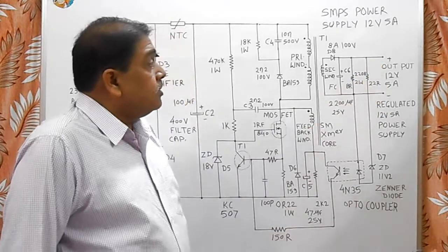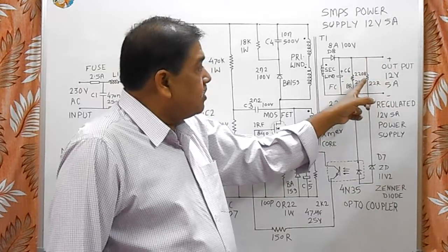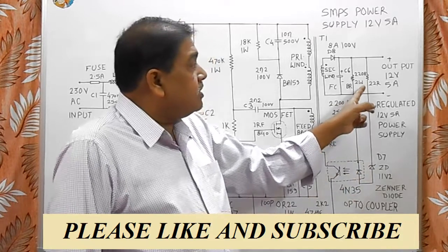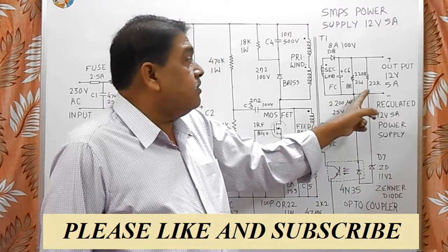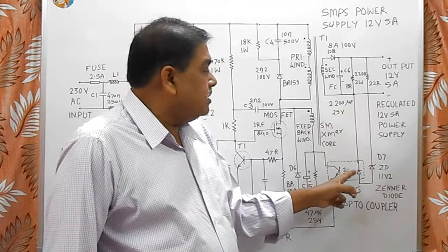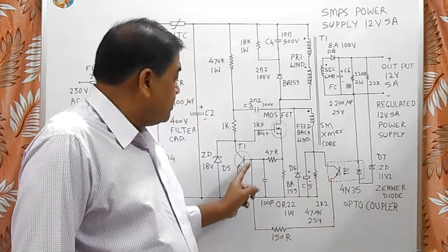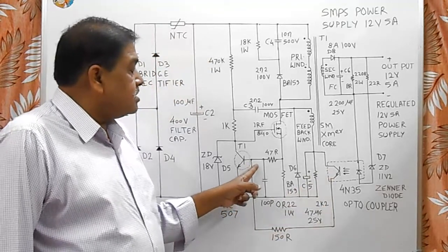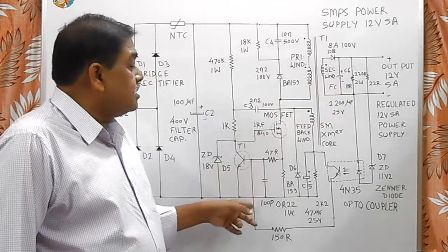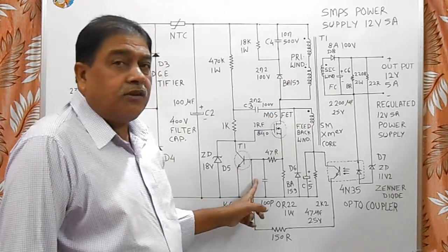This output voltage is 12 volt 5 ampere current, and a feedback circuit is given here from this 22 ohm resistance and this Zener diode. This is the optocoupler. Whenever the output voltage goes above 12 volt, with the help of this diode, this optocoupler starts conducting, and the output of the optocoupler, this voltage, goes to the base of this transistor and it stops the oscillation section. So the output voltage is reduced to 12 volt and then the circuit starts again. So this is the feedback circuit, which automatically controls the voltage to the 12 volt level.